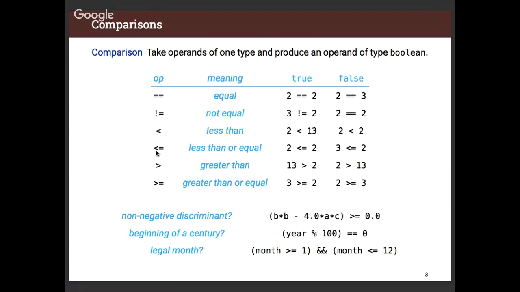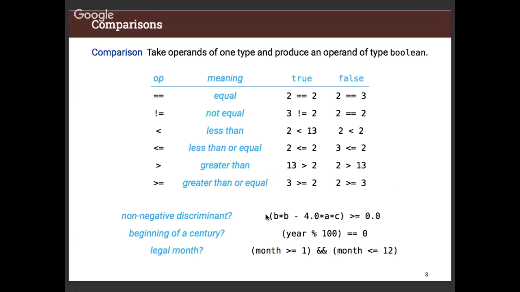Less than or equal is less than immediately followed by an equal sign. No spaces between the exclamation mark and the equal sign, no spaces between those two characters. Right. Greater than works the same way, greater than or equal to.